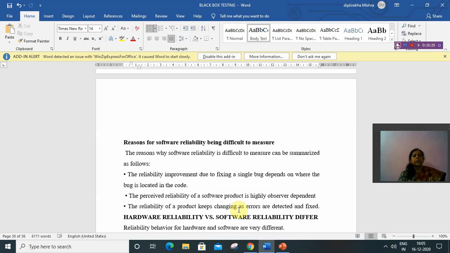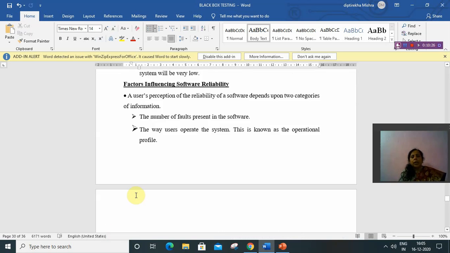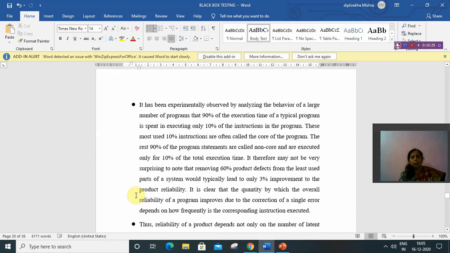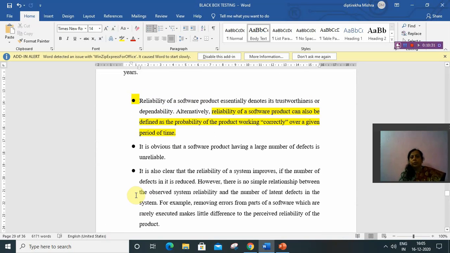Okay. So this is about the reliability of a software. Reliability means how the software operates without failure. Reliability of a software product is defined as the probability of working correctly, means without failure, over a period of time in a specific environment. That is the software reliability.